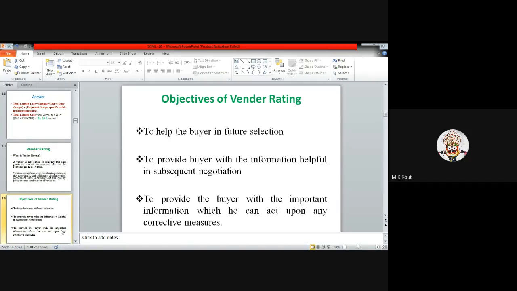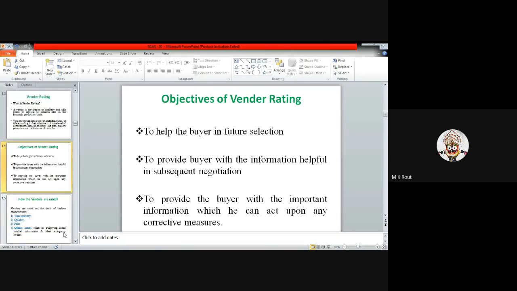Moving to the next part, providing the buyer with important information on which to act with corrective measures. In most cases, the vendor provides important information regarding the source, the raw material, the quality of the raw material, and the pricing strategy during contract negotiation. If you find any kind of incorrectness, corrective measures will be provided from the manufacturer's point of view.